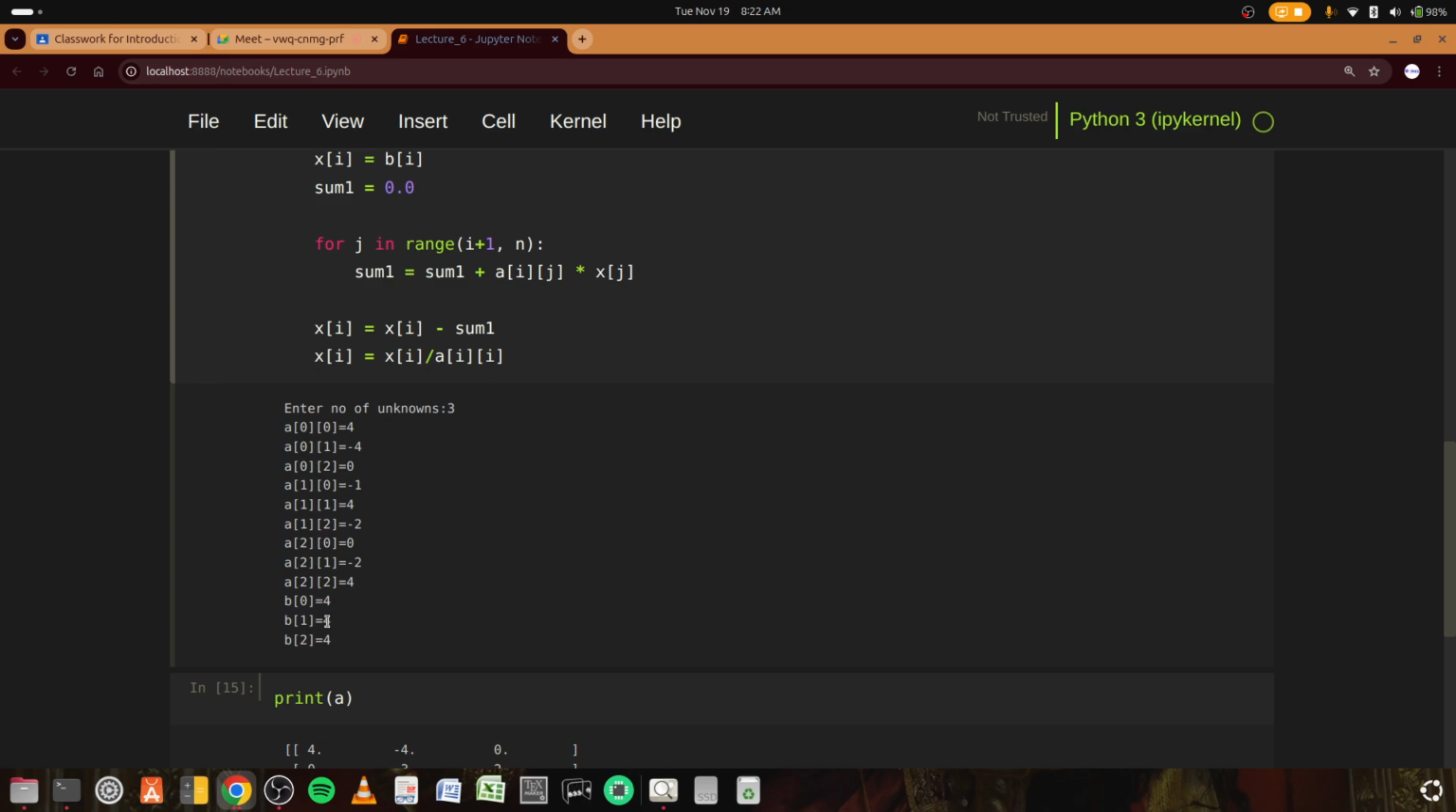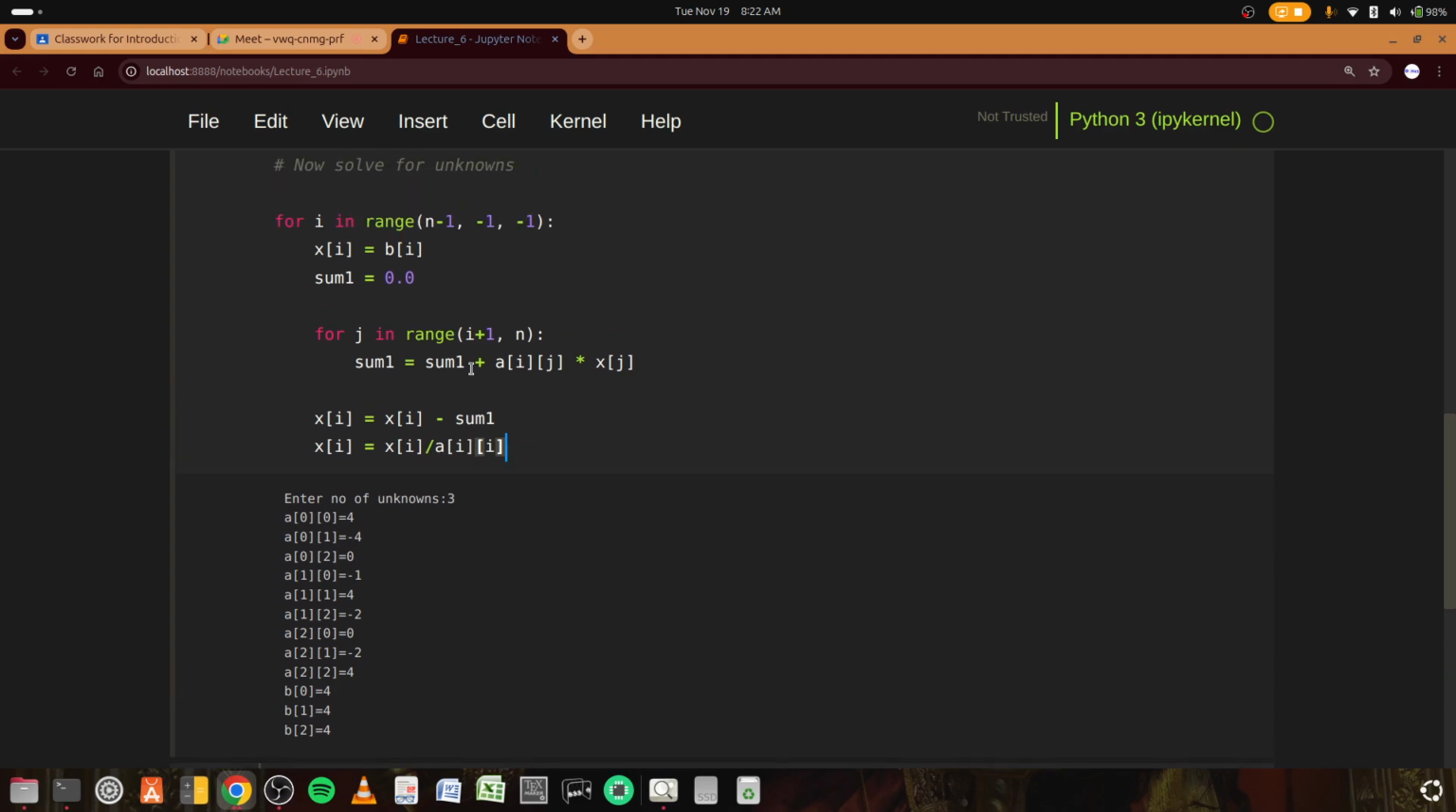Sometimes it is confusing because in your note the indexing starts with 1, and here in Python the indexing starts with 0, right? Is it okay? Are you getting my point?